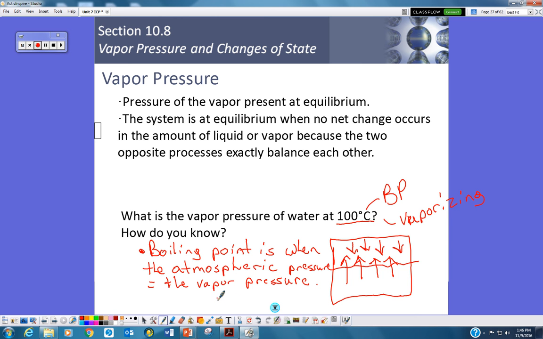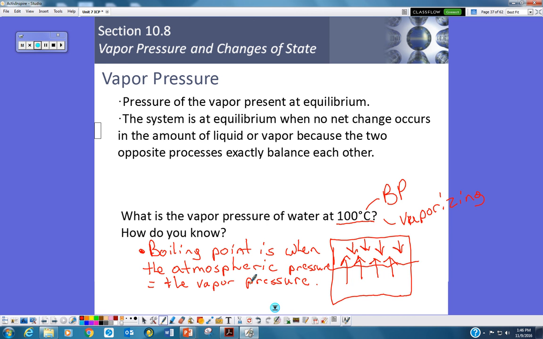Basically, we have to get the molecules excited enough that they can escape. They start boiling whenever those two reach equal. As you increase energy, you're causing more and more of those molecules to escape. That's why if you put something on a hot plate and start boiling the water, the temperature is going to stay at 100 until all of it boils off, and then the temperature will start rising again.